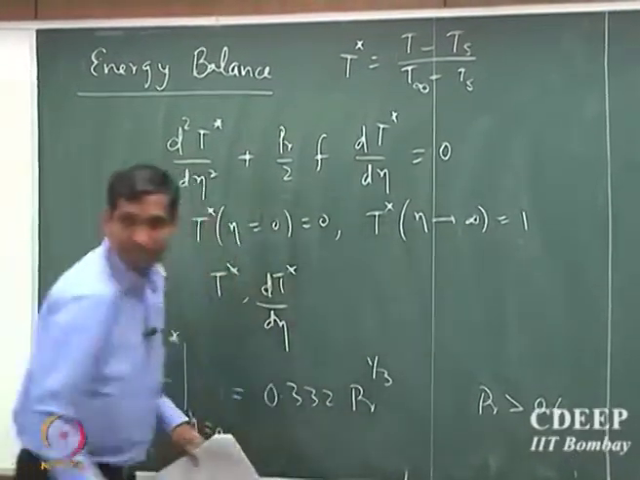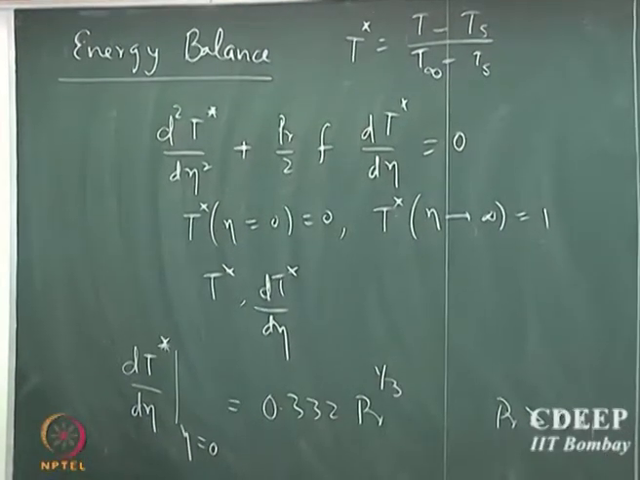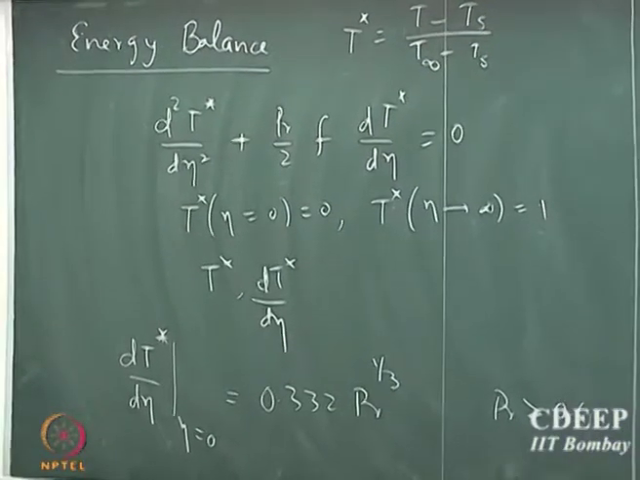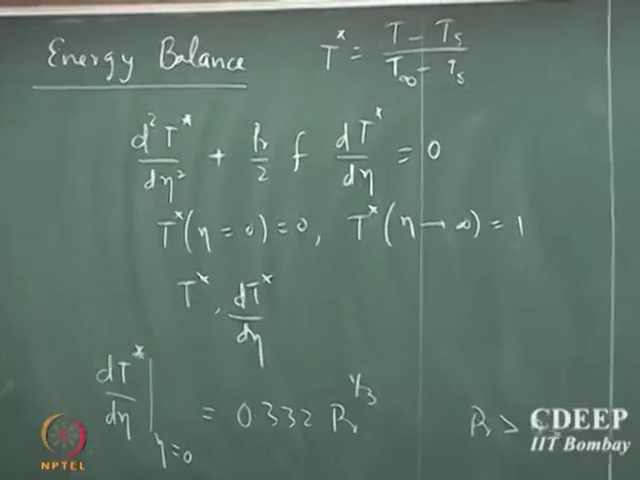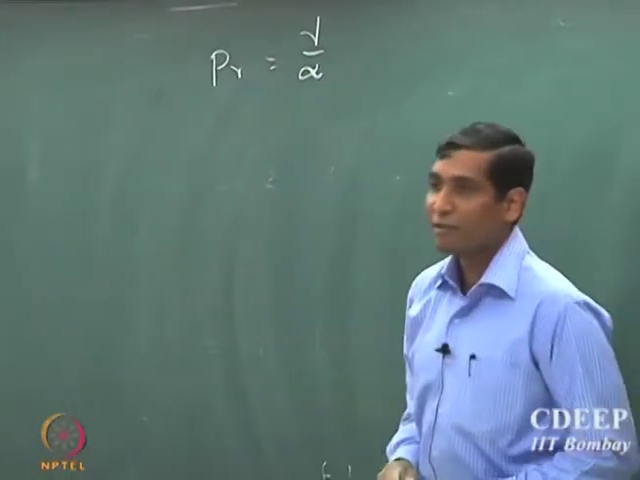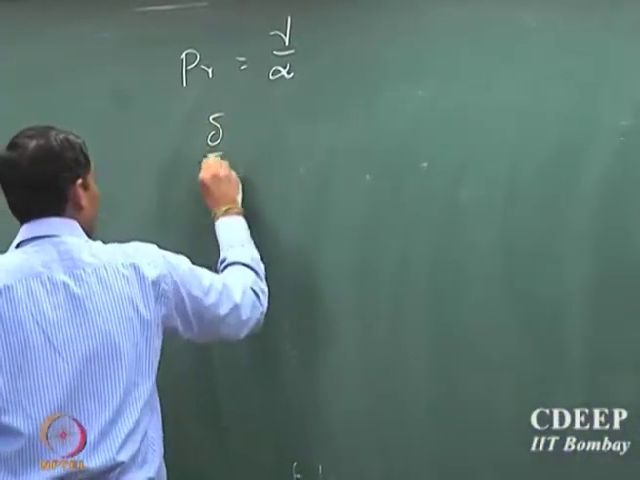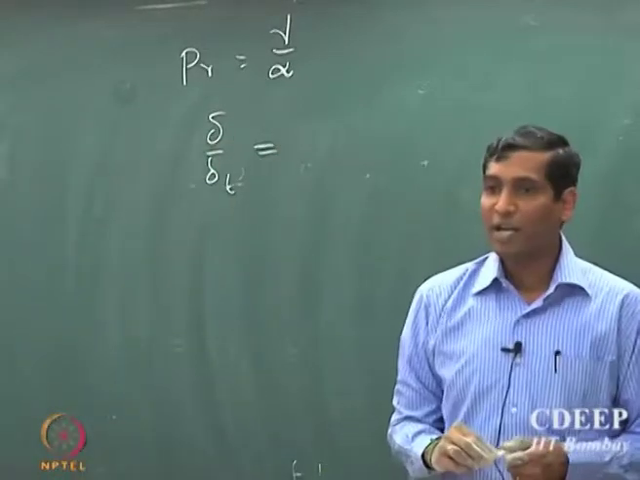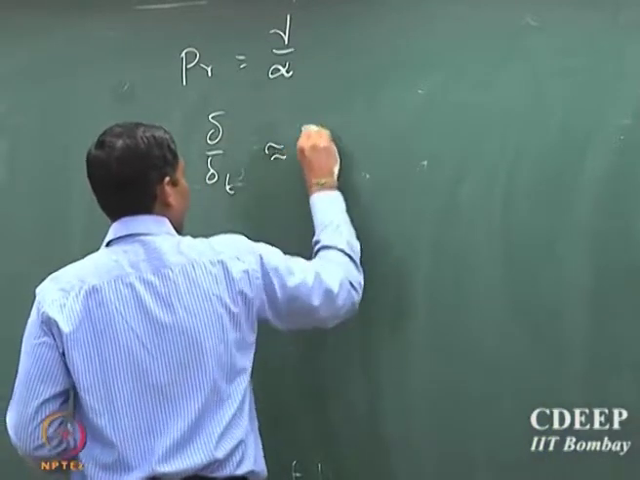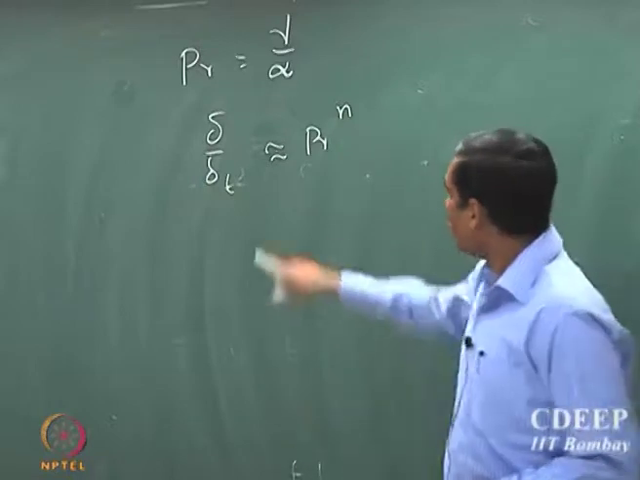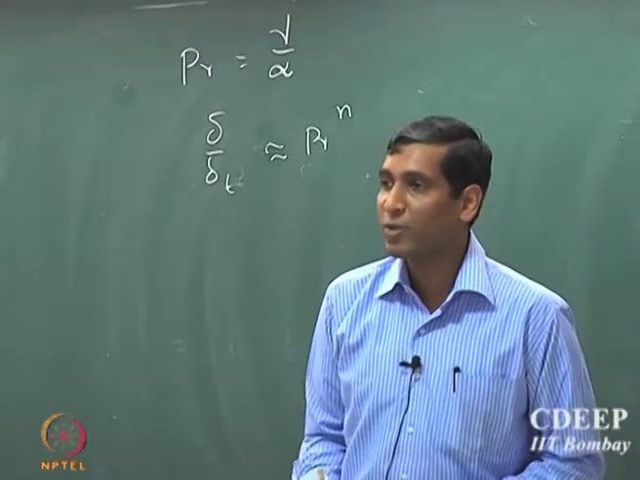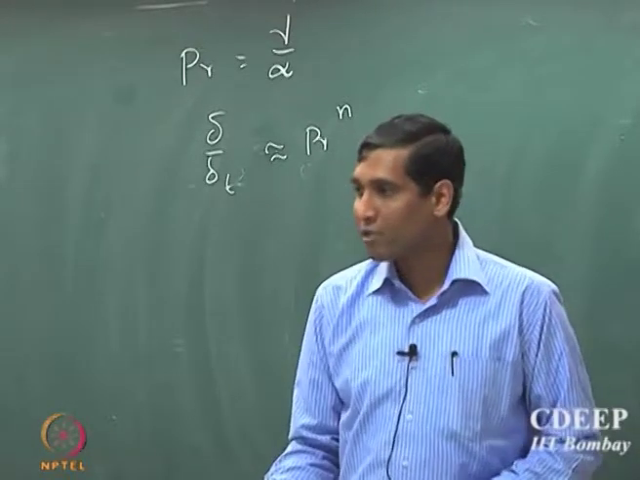What is Prandtl number? Prandtl number is nu over alpha. It's actually not very difficult to understand why that's the case. So note that we also said that delta by delta t, which is the ratio of the momentum boundary layer thickness to the thermal boundary layer thickness, scales as Prandtl number to the power of n. So the boundary layer thicknesses that you are going to get, the momentum and the thermal, are now going to be dependent on the properties of the fluid.